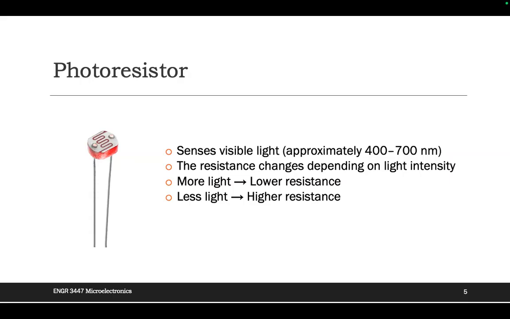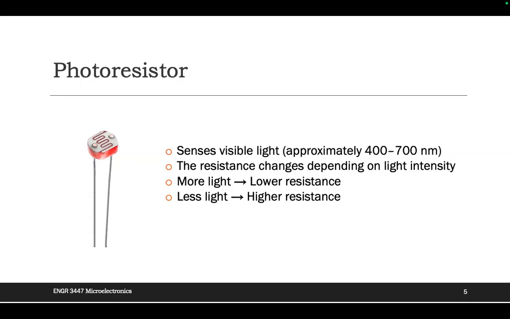For this component, the resistance changes depending on light intensity. We will talk about more details for this photoresistor later, but just remember that the resistance will change depending on light intensity. If the photoresistor senses more light, it will have lower resistance. If it senses less light, it will have higher resistance.